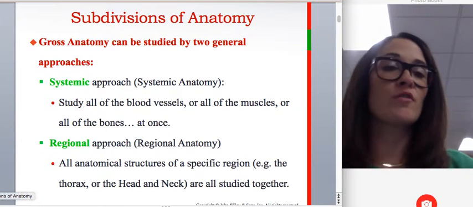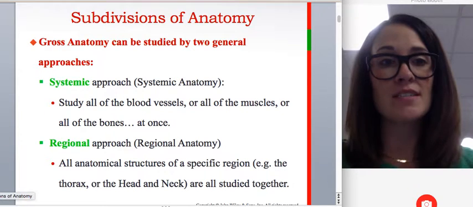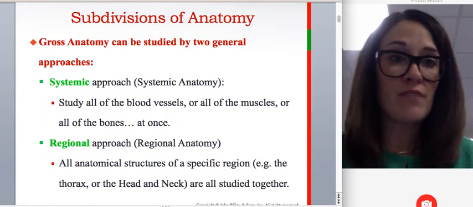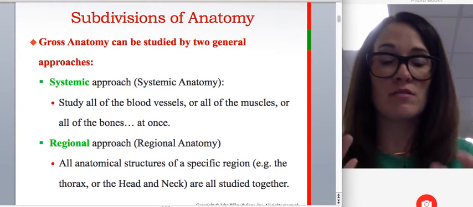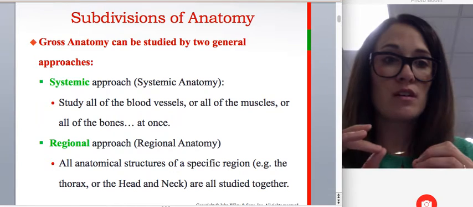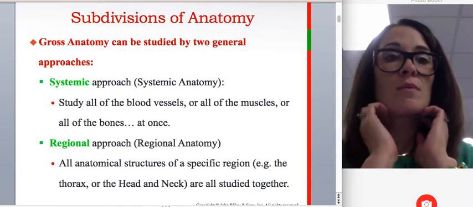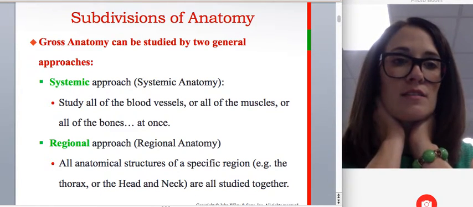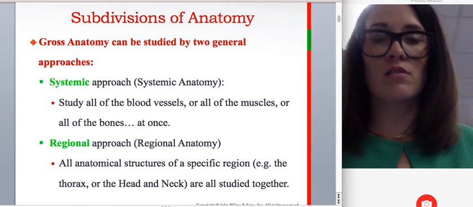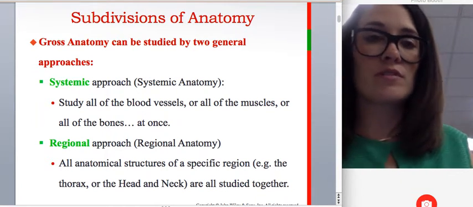There are two general approaches to studying gross anatomy. Systemic, which means a whole system, so you're looking at all the blood vessels or all the muscles or all the bones all at once. Regional approach is a specific part. So maybe it's the neck, okay? You're looking at just the neck, or just the thorax, which is the trunk above the diaphragm, or just the head.